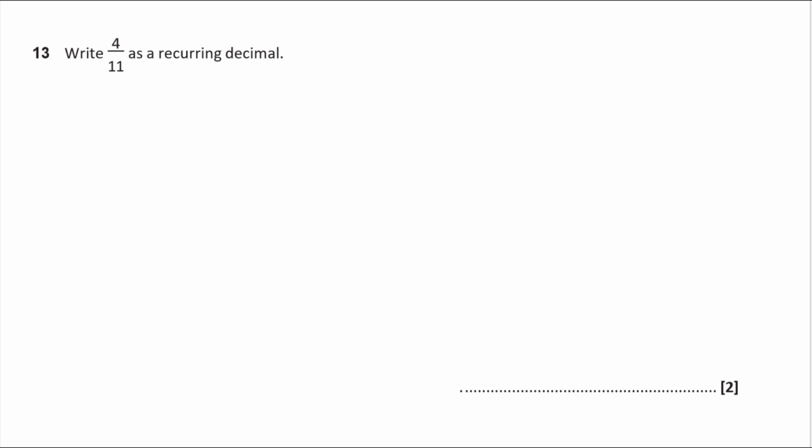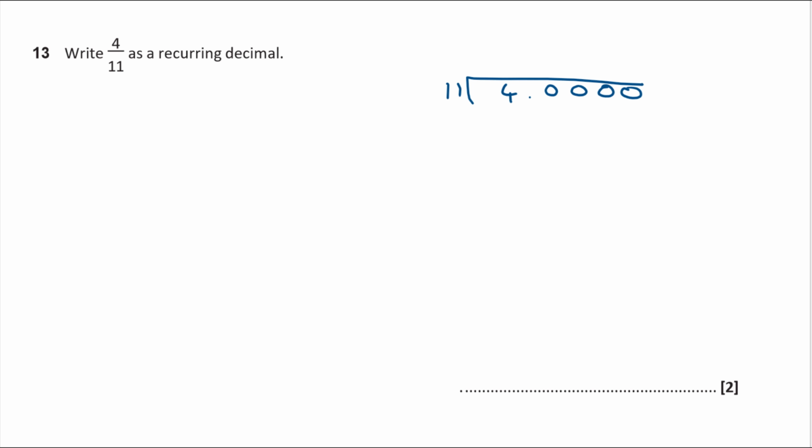Question 13. Write 4/11ths as a recurring decimal. God, we've done lots of division in this paper so far. Lots of long division. We're going to have to do some more now. 4 divided by 11. That means 11's into 4 then, isn't it? So I'm going to have to add some extra zeros in, I guess, so I can see what the pattern is going on here.